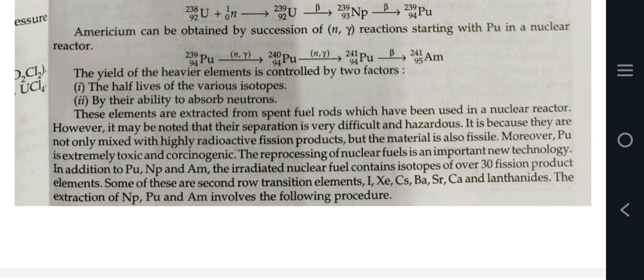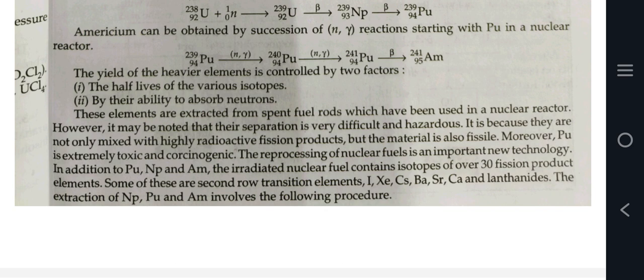This is because they are not only mixed with highly radioactive fission products, but the material is also fissile. Moreover, Pu is extremely toxic and carcinogenic. The reprocessing of nuclear fuels is an important new technology. In addition to Pu, Np, and Am, the irradiated nuclear fuels contain isotopes of over 30 fission product elements.